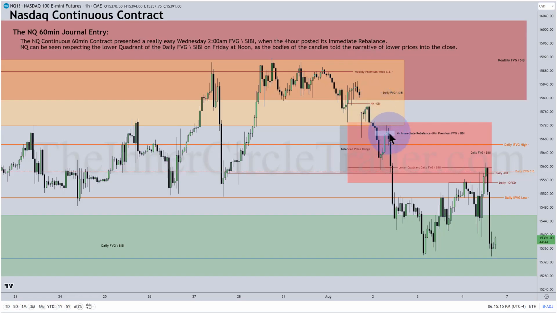Now we have this fair value gap here. Where's the annotation for that? It's coupled with the 4-hour immediate rebalance and 60-minute premium fair value gap SIBI. That's this one right here. What are the candlestick bodies showing you? Consequent encroachment, half of this gap. But what are the wicks doing? Coloring outside the lines. Just trading a little bit outside, which is completely reasonable. But what is it touching? The previous daily fair value gap SIBI. That's not random.